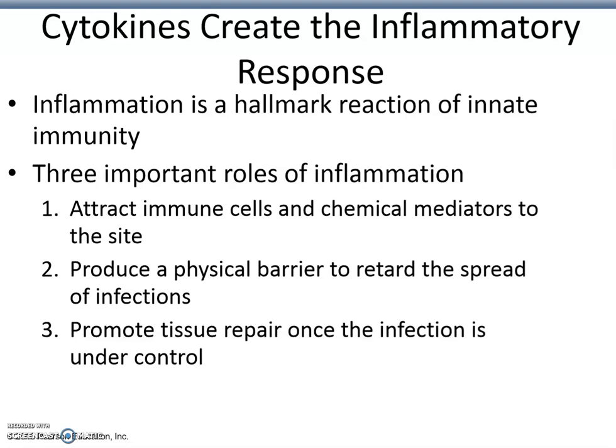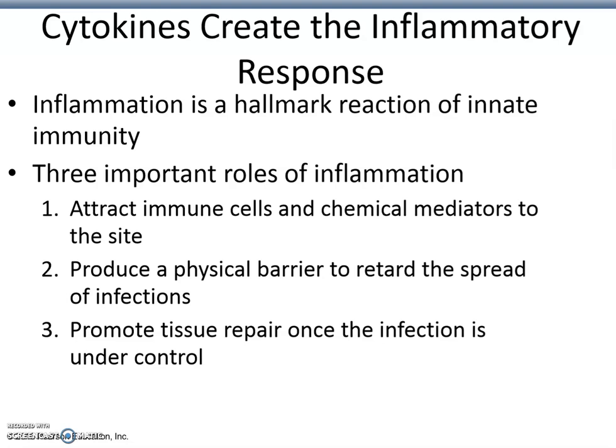Now, the important roles of inflammation: well, we don't like it usually, but inflammation attracts immune system cells and chemical mediators to the site, so they're calling a whole army of neutrophils and macrophages over to the area where those cells are needed. They also produce physical barriers to slow down the spreading of an infection and limit it to a local area. And they also promote tissue repair once the infection is under control.